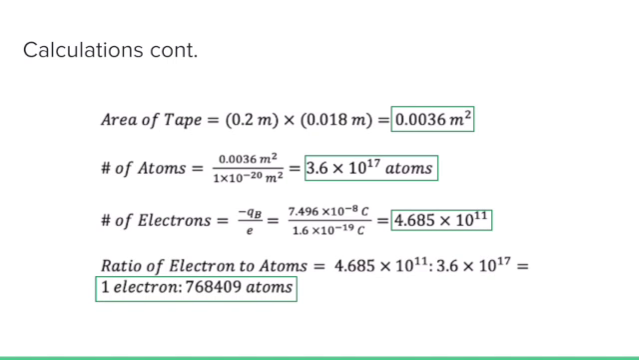And this shows the calculations that I used for the area of the tape, the number of the atoms, number of the electrons, and then the ratio of the electrons to atoms.